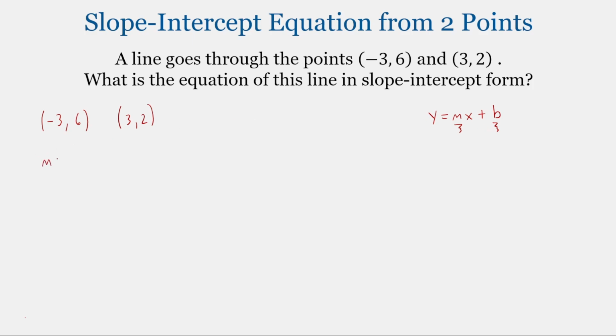Well, we can find the slope from 2 points. That's the difference in the y values, so y sub 2 minus y sub 1, all over the difference in the x values, x sub 2 minus x sub 1. So we'll take this first point, and this will be x sub 1, y sub 1. And the second point will be x sub 2, y sub 2.